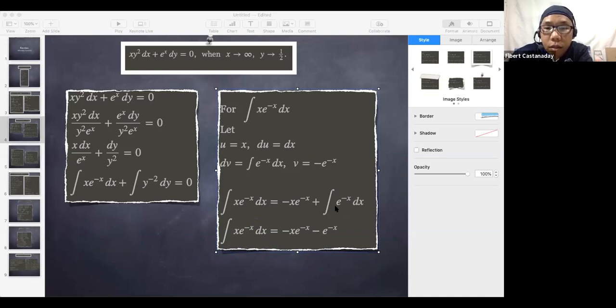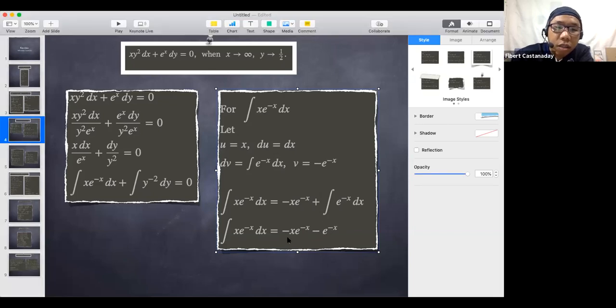Okay, so we have here the first term, and then you have the second term. If you integrate this, e raised to negative x, you have a neutralizing factor there, negative. So negative times positive is negative, so minus e raised to negative x. This is the result of integrating the first term in this equation, x times e raised to minus x dx.